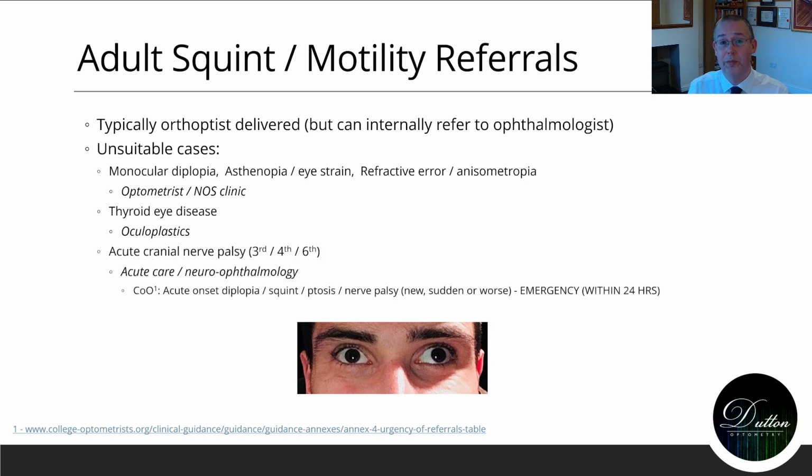And acute cranial nerve palsies are a special case, 3rd, 4th and 6th. 3rd are usually an emergency, same day, and 4th and 6th are usually so acute that they're seen within a matter of a few days. So in the context of this talk, they wouldn't be referred into the adult squint and ocular motility clinic. They'll need much more acute care.